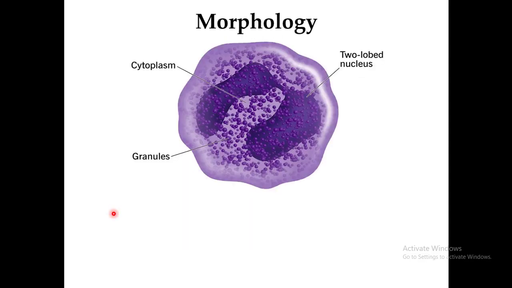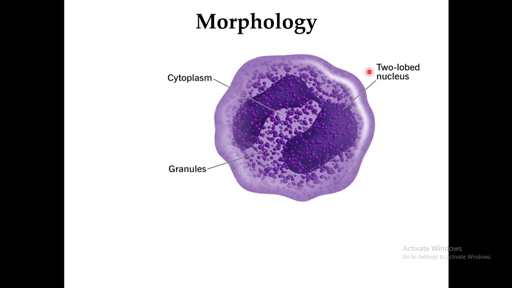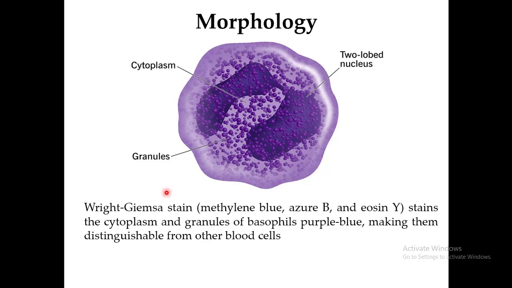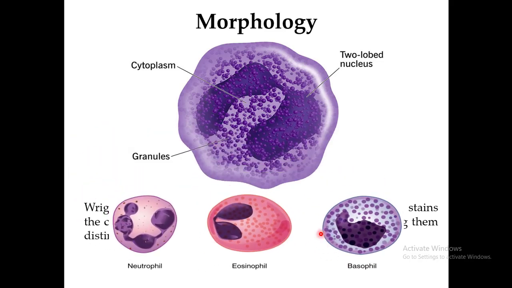Then morphologically, I've told you that the basophils are round or irregular shaped. They've got granules in their cytoplasm, and they usually have a two-lobed nucleus. A particular stain, the Wright-Giemsa stain, is used to stain the cytoplasm and granules of the basophils, and this stain gives a purple-blue color to the basophil to distinguish it from the other blood cells, particularly the other granulocytes like the eosinophils and the neutrophils.